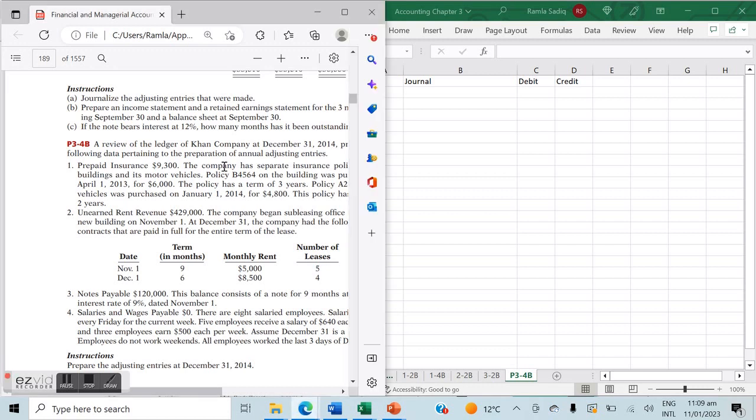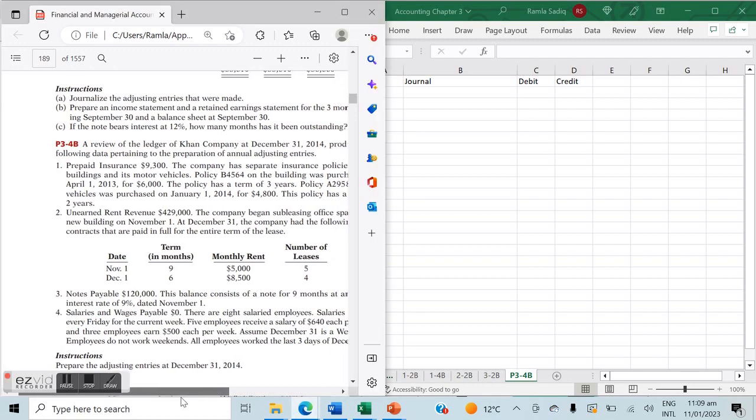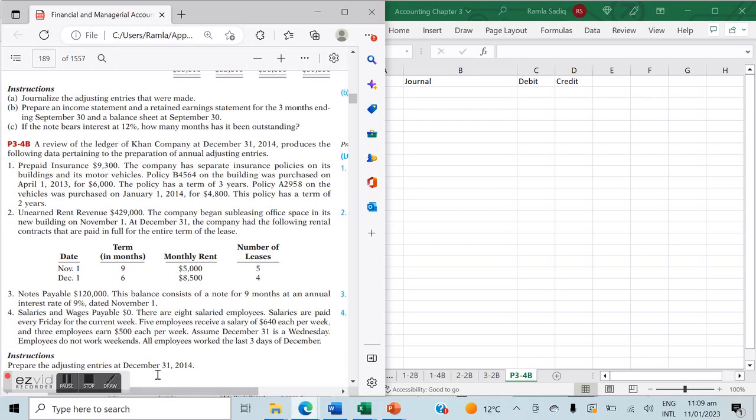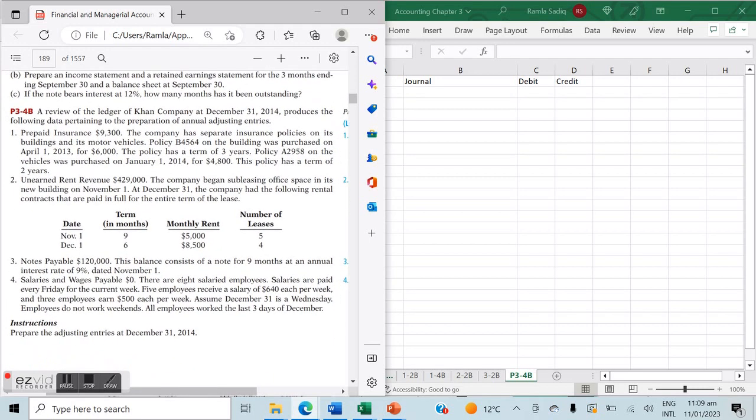So essentially the question states that a review of the Ledger of Han Company at December 31st, 2014 produces the following data pertaining to the preparation of annual adjusting entries. So we understand that this is the entire year of adjusting entries. There are 4 particular entries that we're looking at here: prepaid insurance, unearned rent revenue, notes payable, and salaries and wages payable. The instructions are to prepare the adjusting entries at December 31st, 2014.